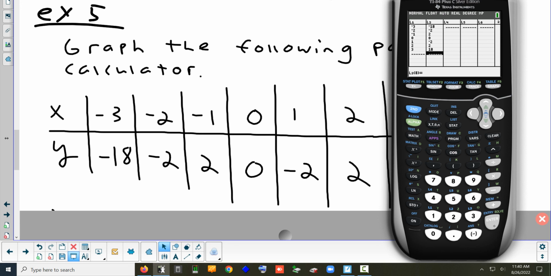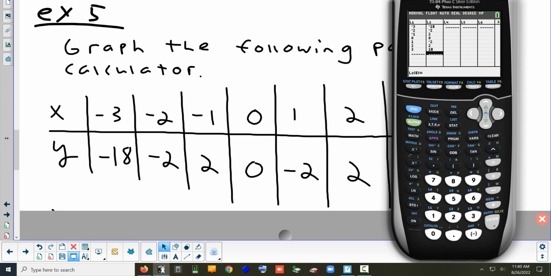Very important you have the same number of x's and y's. If you're missing one, it would be like writing a coordinate without part of the x or y value. It's going to give you an error. So we have the same number of items in L1 and L2. I've cleared out every other list, so there's nothing written in any of the other ones. And what we want to do now is two things. One, we have to set a window that will allow us to see these points. And the other thing we have to do is turn on a scatter plot.